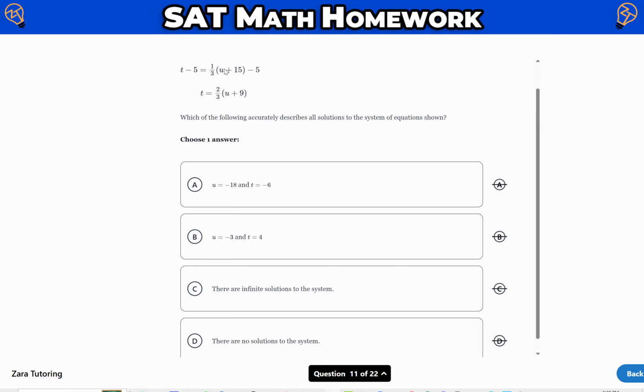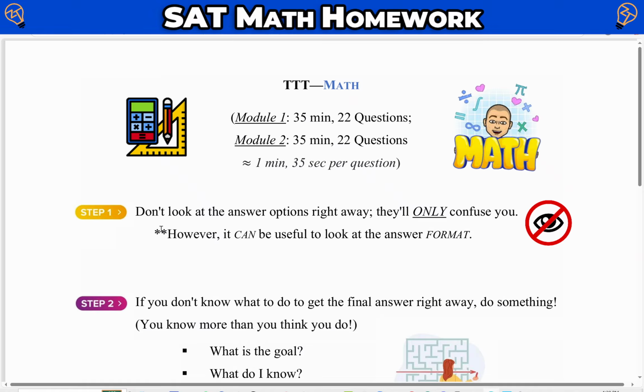Now here we have a system of linear equations, and in this case, notice the wording's a little different. They're saying, which of the following accurately describes all the solutions? And we always talk about the fact that we don't look at the answer options right away because they'll only confuse us, but it can be useful to look at the answer format.